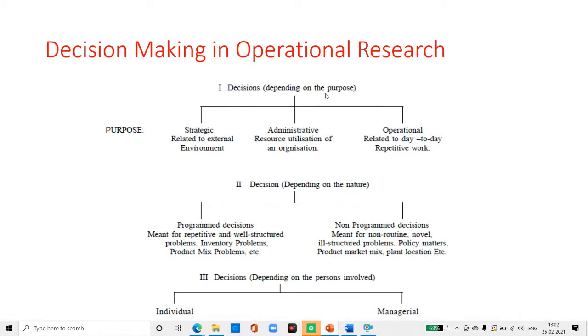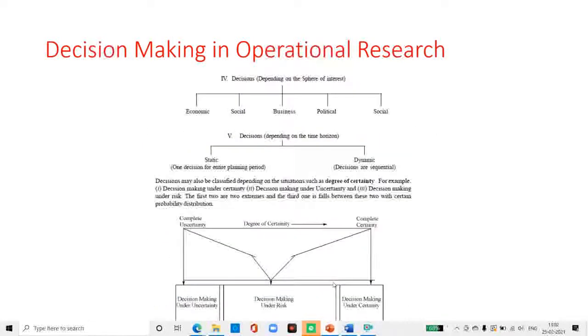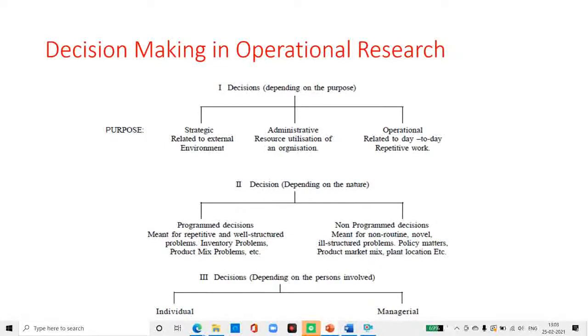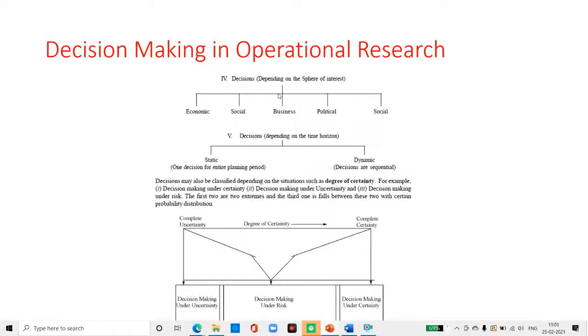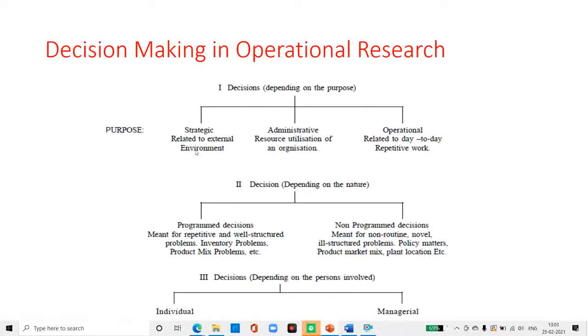The decision depends upon the purpose, the nature, the persons involved, the sphere of interest, and the time horizon. So these are the different criteria for decision making in operational research. First, the purpose: strategic, related to the external environment; administrative, resource utilization of an organization; then operational, related to day-to-day repetitive work.